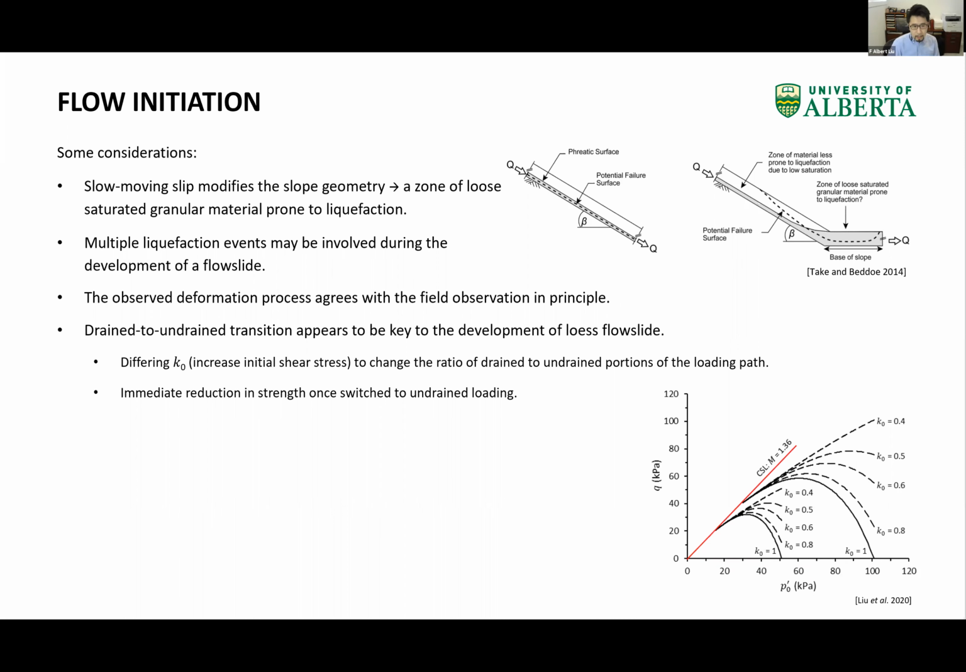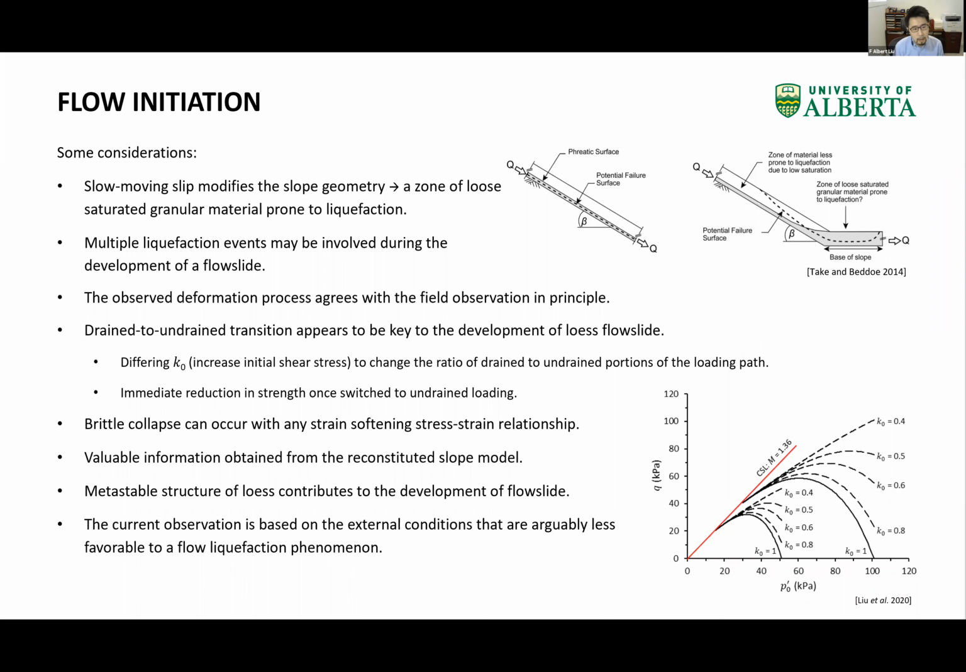So this is really extraordinary when it comes to the field, that if this drained to undrained transition is actually occurring, this is very likely to be a key player for the development of flow slides in the field. So just some thoughts here. The brittle collapse can occur with any strain softening stress strain relationship. It is not necessarily the collapse of the structure per se that causes the static liquefaction in Loess. And so this is the reconstituted model, as I have emphasized.